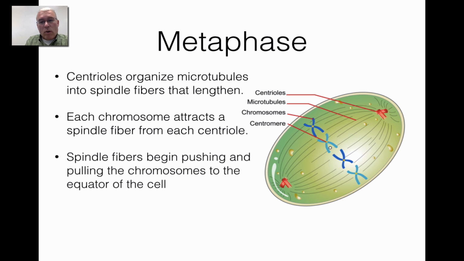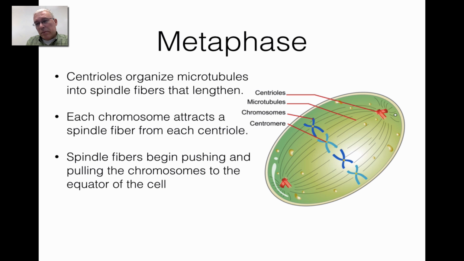And as the chromosomes have spindle fibers attached on both sides, they're going to be pushed and pulled to the middle or equator of the cell. So we call the area where the chromosomes are being lined up the equator, and the 2 areas at opposite ends of the cell are called the poles, and the poles are where the centrioles are.